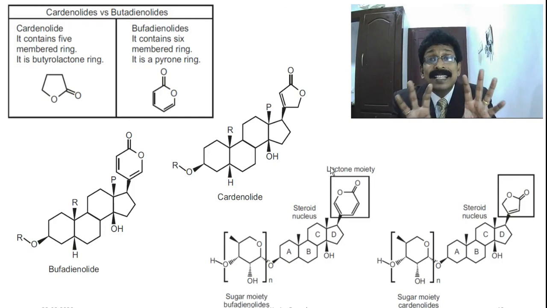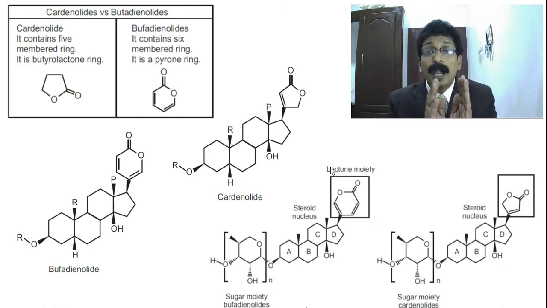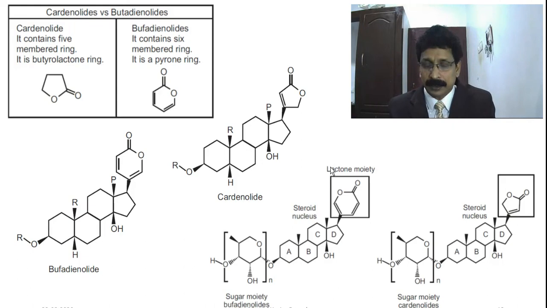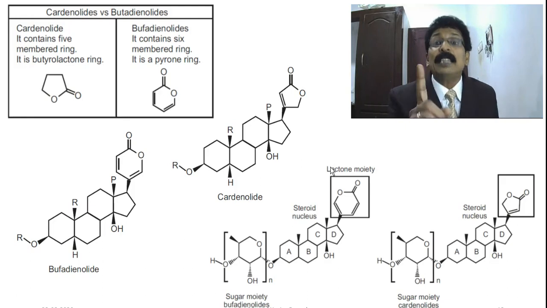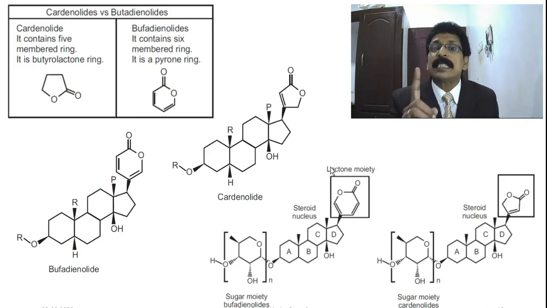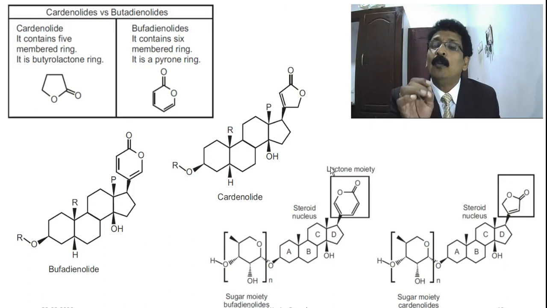I hope this slide makes it clear what is the difference between a cardenolide and a bufadienolide under cardiac glycosides. The only difference is the presence of their lactone ring. If in the 17th position of the ring structure there is a five-membered lactone ring, then it is called cardenolide. If there is a six-membered lactone ring, then it is called bufadienolide. Very simple to understand this part.